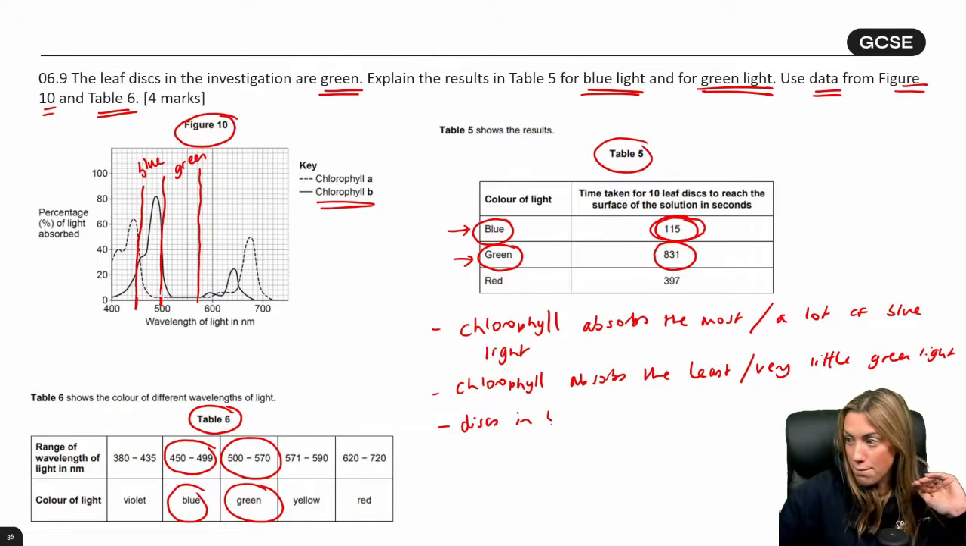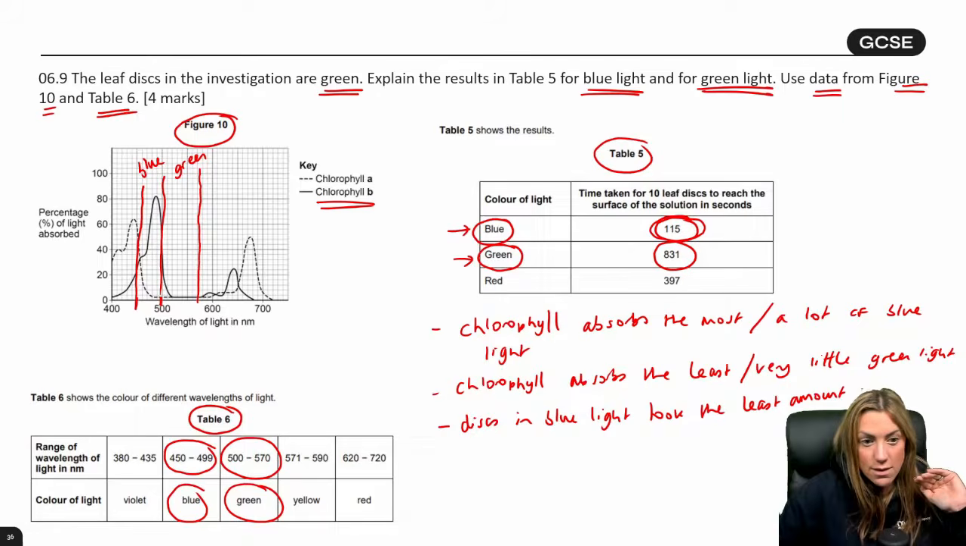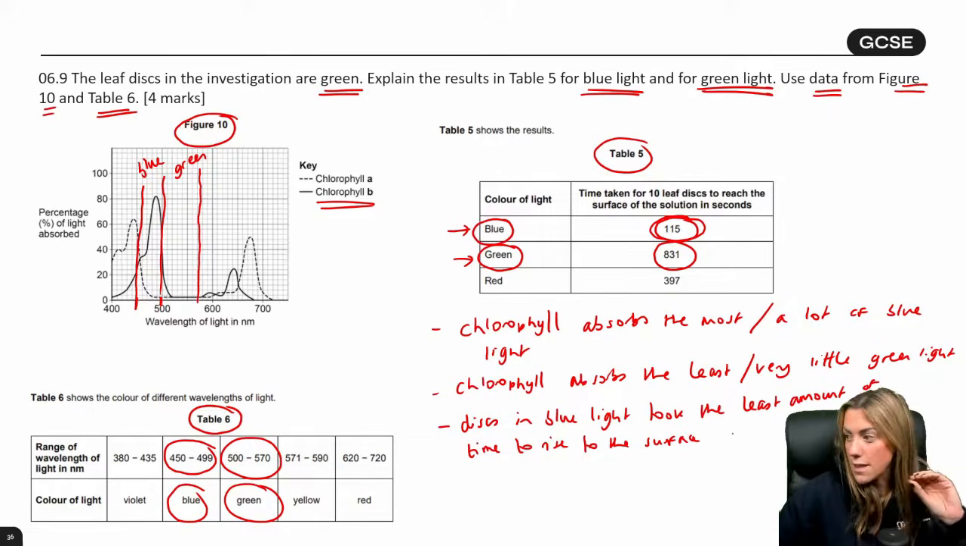Discs in blue light took the least amount of time to rise or float to the surface. But we have to explain why. So it's because they photosynthesized faster.